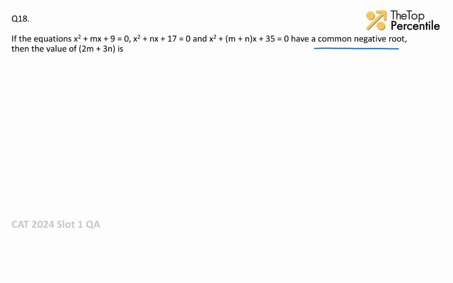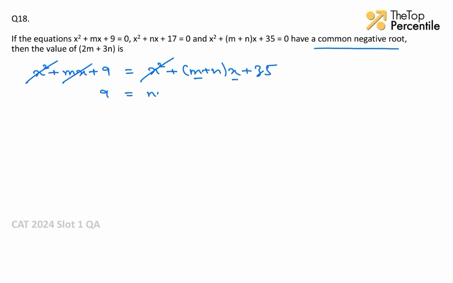So what we can do is we can equate these equations. So we'll equate the first equation, that is x square plus mx plus 9, with the third equation, which is x square plus (m plus n)x plus 35. X square goes, mx will get cancelled with an mx here. So this will be 9 equals to nx plus 35. Nx will be 26, or rather minus 26. Now let's equate the second equation with the third one.